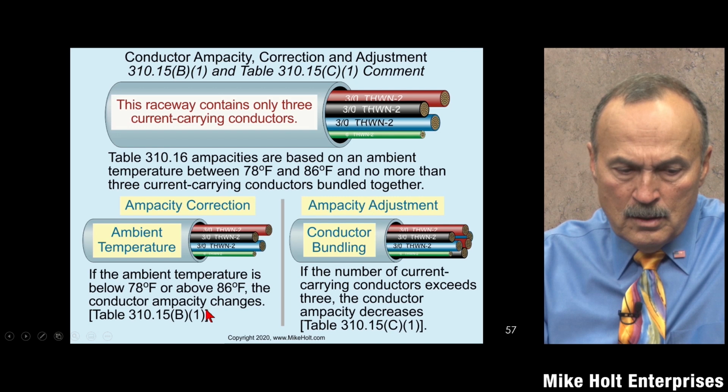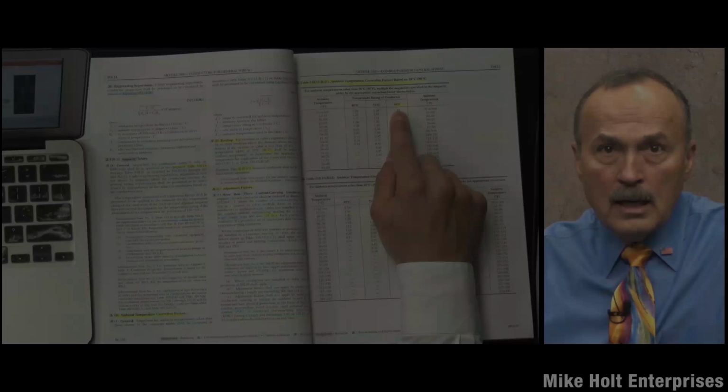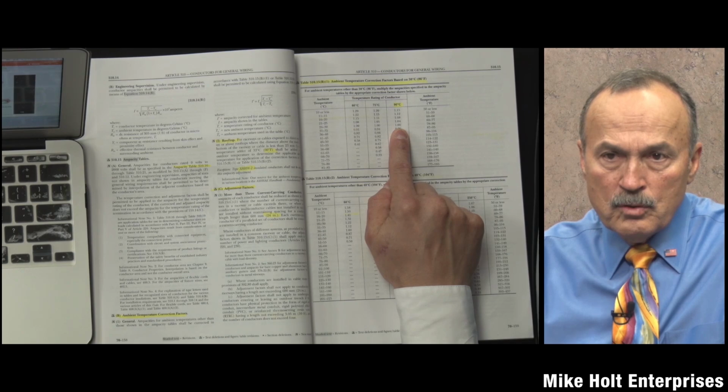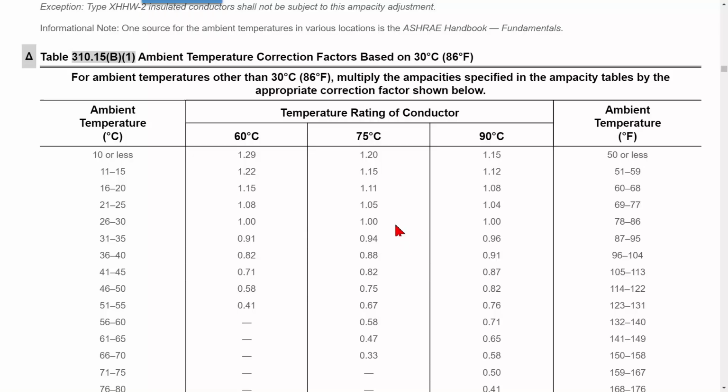So Mario, let's go to the table, 310.15(B)(1), at 90 degrees C. And the multiplier of 1. That multiplier 1, if you take a look at it, Brian, let me know when you're there. What is the temperature range? 78 through 86 degrees Fahrenheit. So 78 to 86, the correction is 1, at 90 degrees C, Brian, only the 90 degrees C column. Which means there is no change.